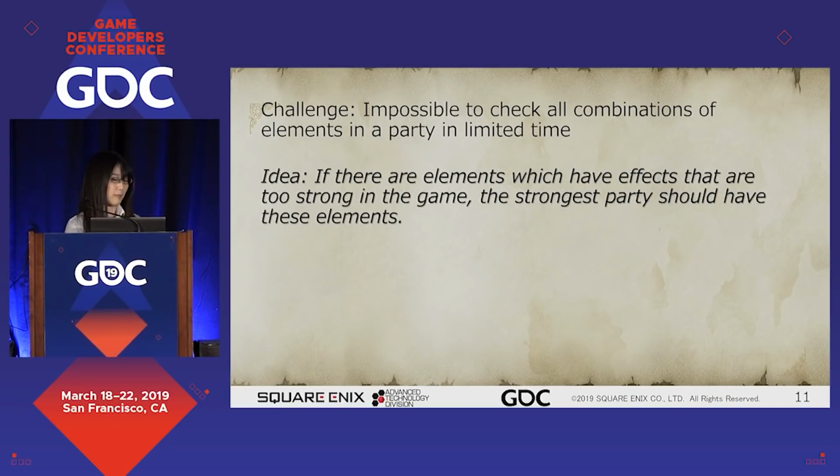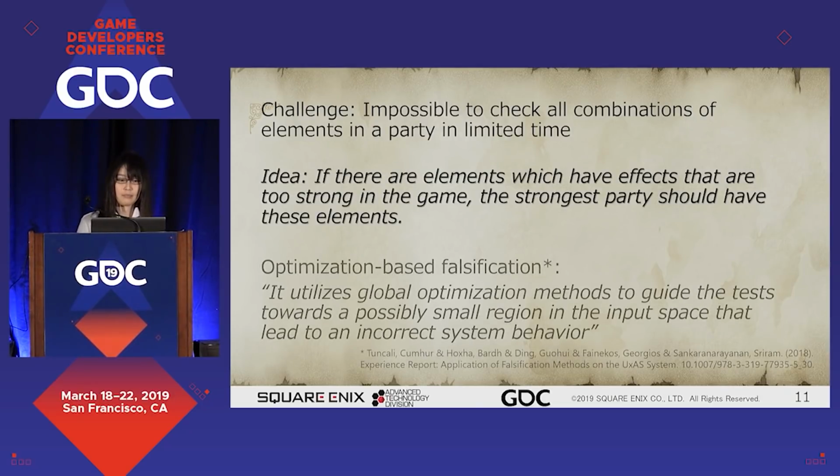Our idea for the problem is, let's try to make the strongest party. If there are elements that break the balance of the game, the strongest party must have these elements. It's a really simple idea. This methodology of search is called optimization-based falsification. It uses global optimization methods to guide the test toward a possibly small region in the input space that leads to an incorrect system behavior. In our case, a game balance breaker.